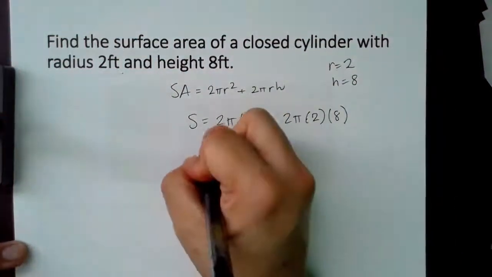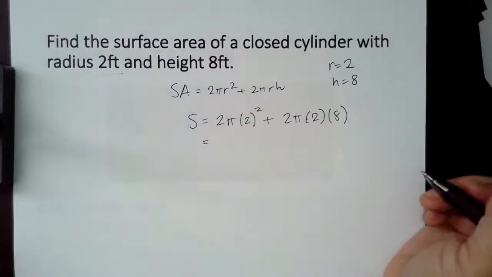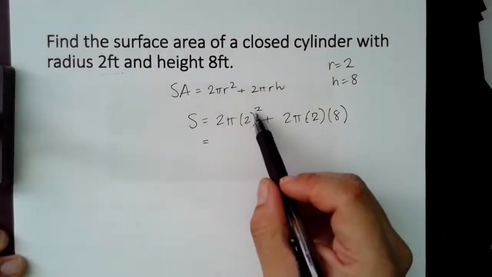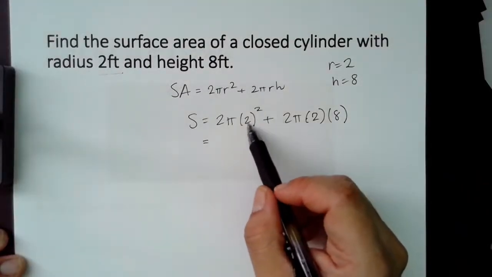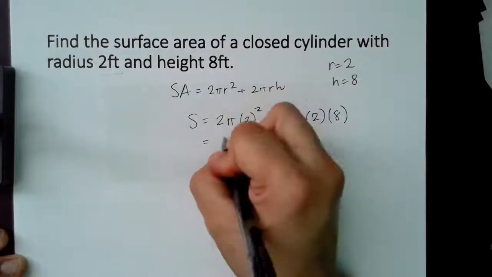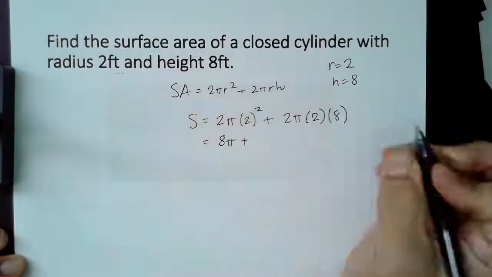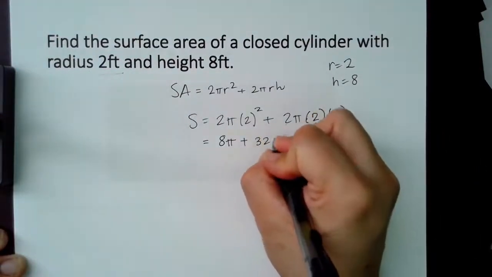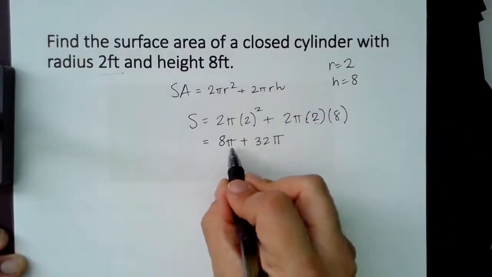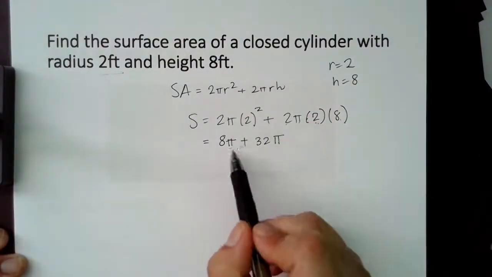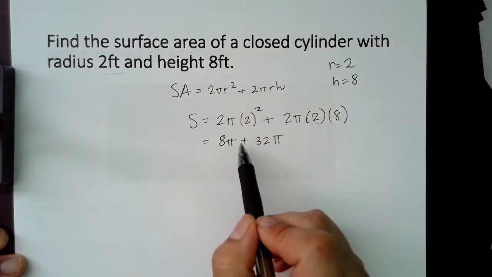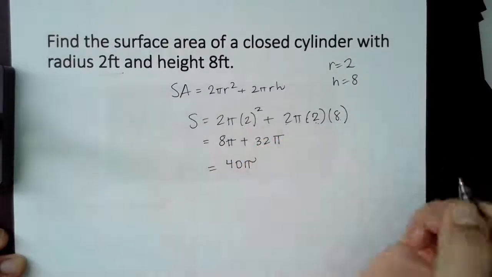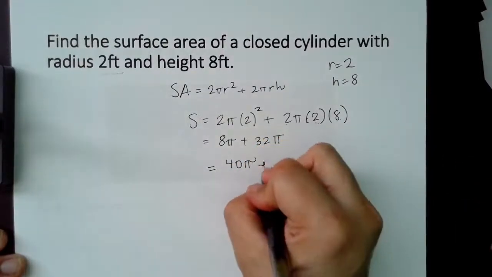So I can give this answer in 2 ways. I could give it as an exact answer, or I can give it as a decimal. Let's first do it exact, and then I'll show you the decimal part. So 2 times 2 is 4, and then 4 times 2 is 8. So this is actually 8 pi plus, and then here 2 times 2 is 4 times 8 is 32 pi. We can't forget about the pi here. Now the way that you deal with pi, you can add them together. You have 8 of them here, 32 of them, so together we have 40 pi. So that would be the exact answer, feet squared.